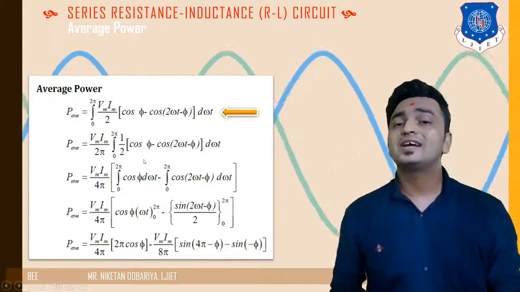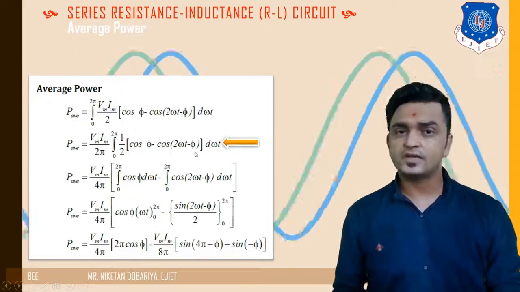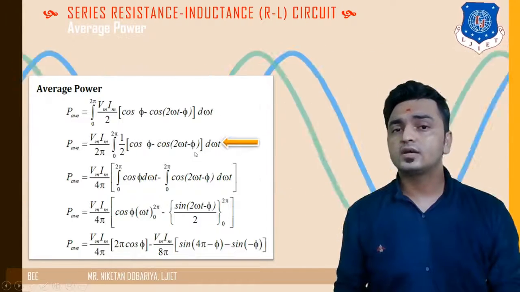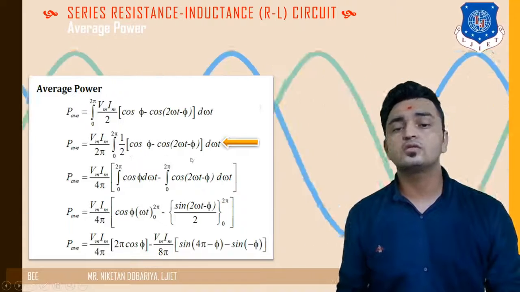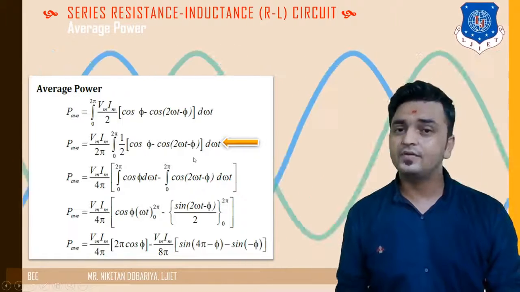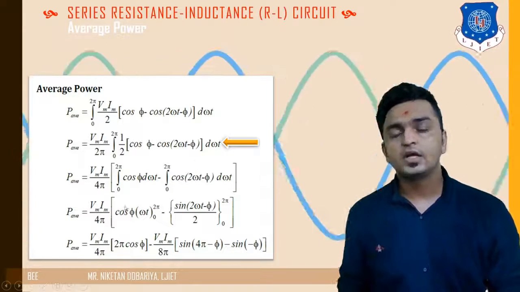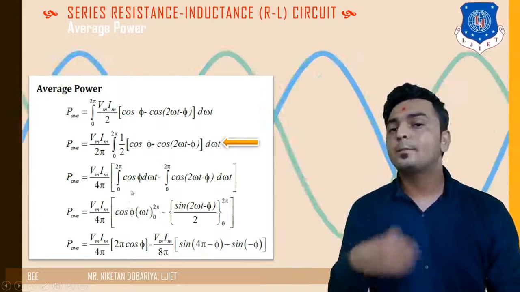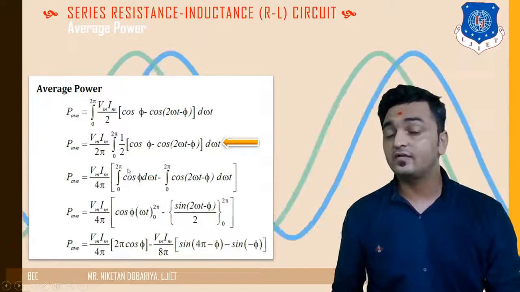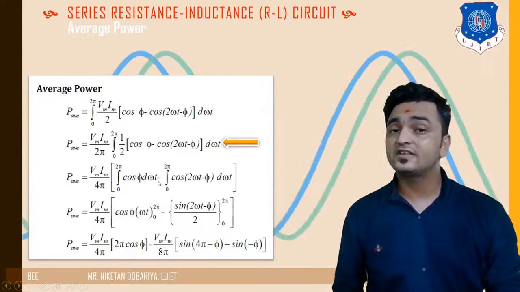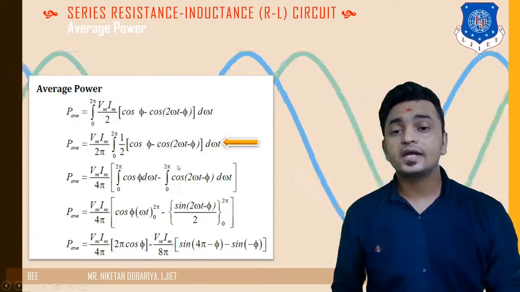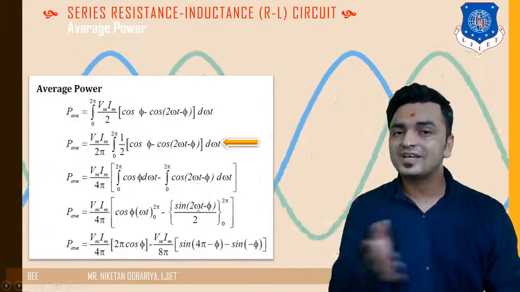Now, let's integrate this given term. But before that, let me separate these two terms: the first one is cos phi, and the second is cos(2 omega t minus phi). We will integrate both terms separately. For that, we apply integration on separate terms, from 0 to 2 pi with respect to d omega t, for cos phi first, and then again for the second term separately.